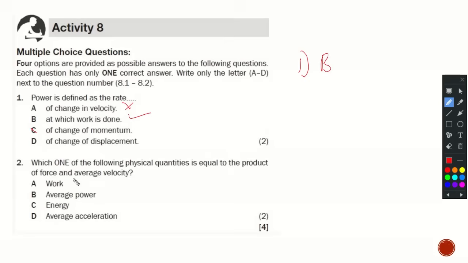And then we have number 2. It says, which one of the following physical quantities is equal to the product of force and average velocity? You will remember that we said P average is equal to F times V average. And then this one was telling us about P is equal to W over delta T, the rate at which work is done. And here we are talking about the force and the average velocity, which is average power. So the correct answer is B. And just like that, that's how we would have tackled this multiple choice question. Okay, let's see more activities on power.